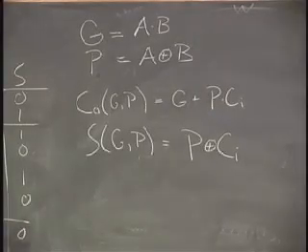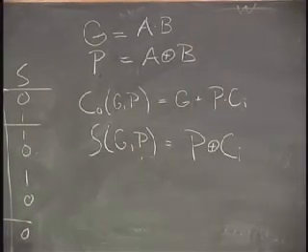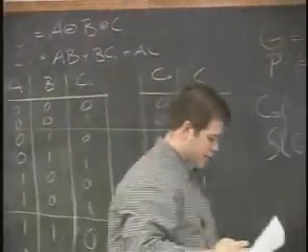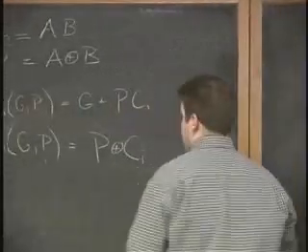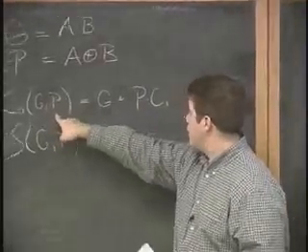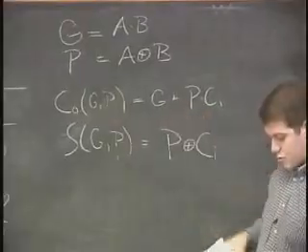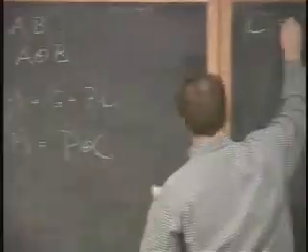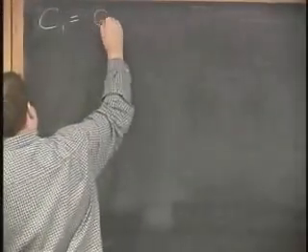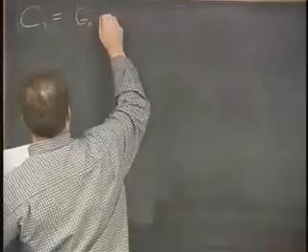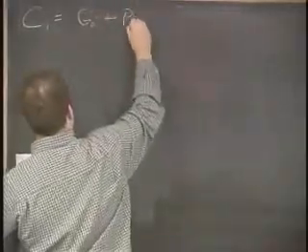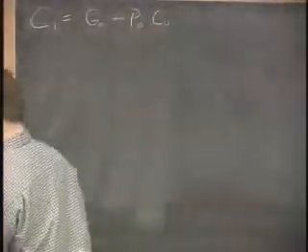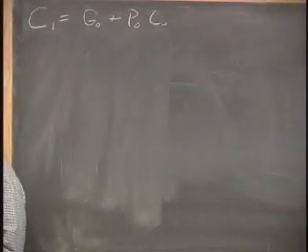Now, you may say, well, great, we've defined these functions, but they represent the same thing. What good have we done? Here's where the interesting part comes in. So we have our carry out. So let's write our first carry out, C1. It equals generate 0 or P0 C0, right?